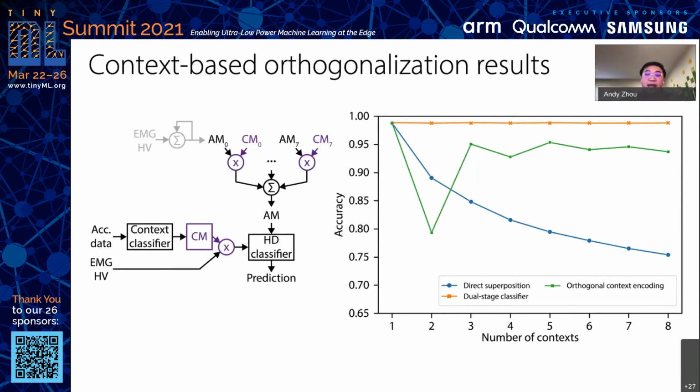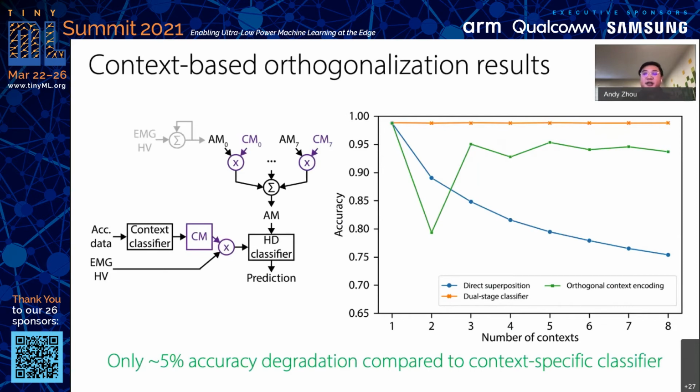However, for our task with 8 different limb position contexts, there's only about a 5% drop in accuracy compared to the context-specific or the dual stage classifier, despite requiring only 1/8 memory allocation. And this is the best of both worlds behavior that I alluded to earlier. We get to take advantage of model compression through parameter superposition, while we also get the accuracy boost from context-specific classification.